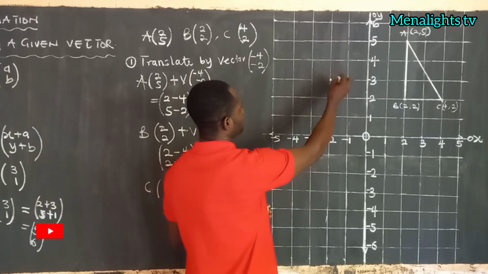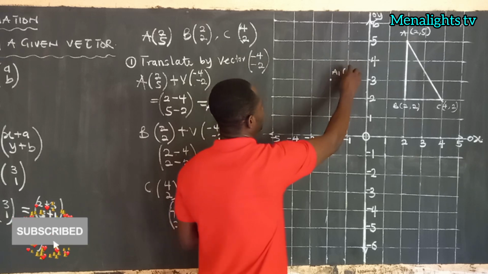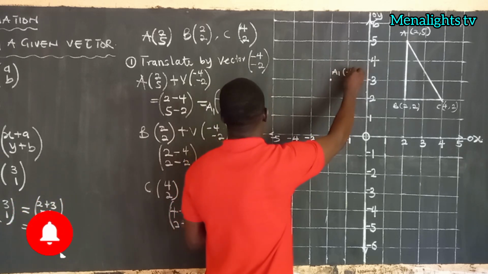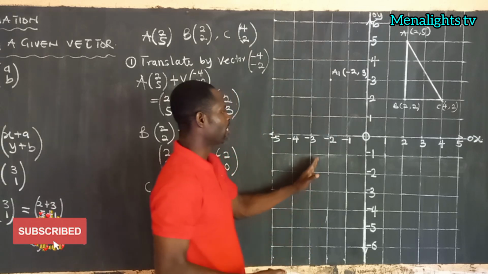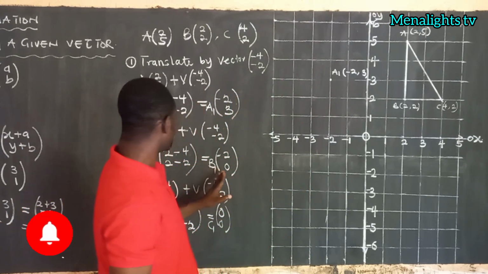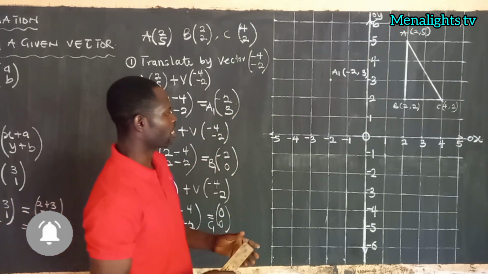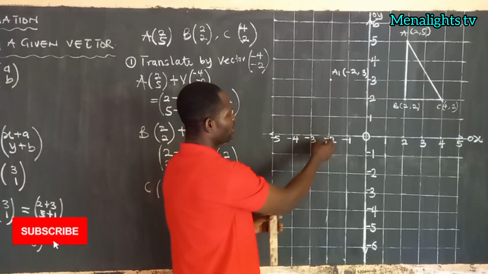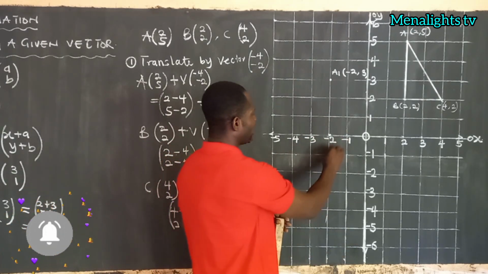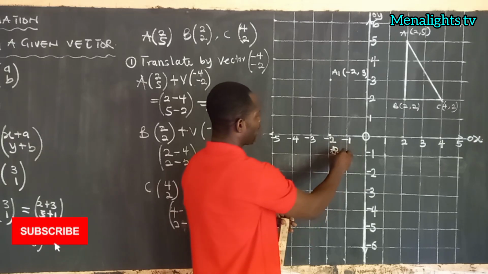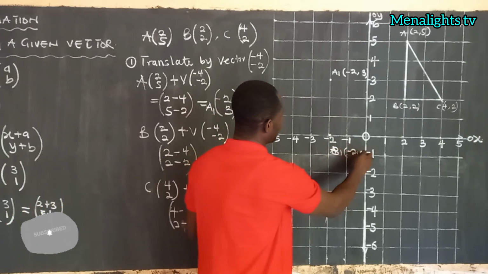So that is my A1, negative 2, positive 3. Then we come to B1, negative 2, 0. So negative 2, 0. The x is negative 2, y is 0. So it's here. So my B1, negative 2, comma 0.